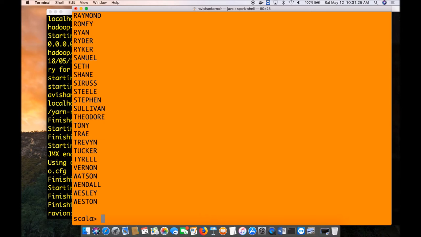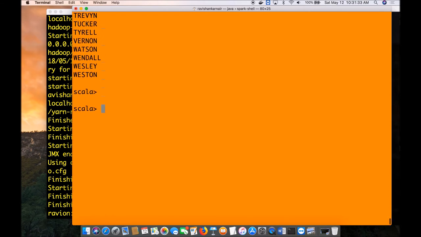Now I want to write it as a JSON file. Some of you are very eager for that. So, what is the name of the object that we have? B names, right? Okay. val df equal to bNames dot toDF. I converted it into a data frame, right?